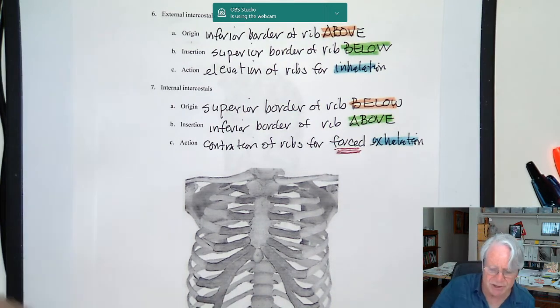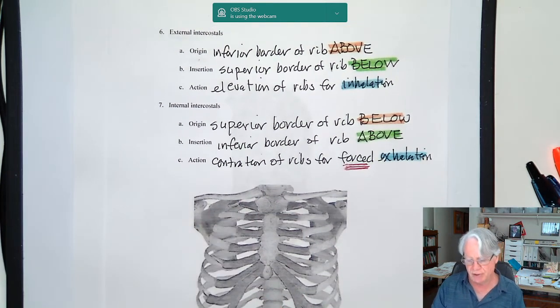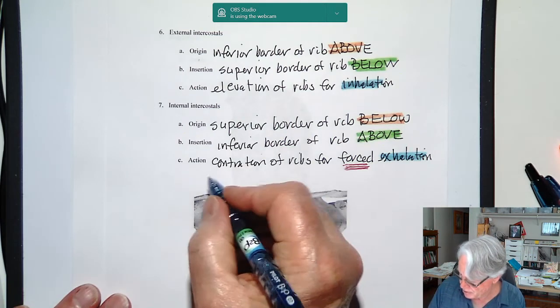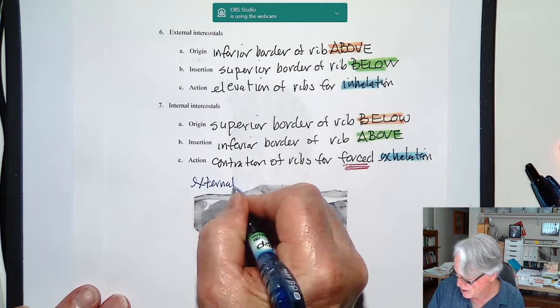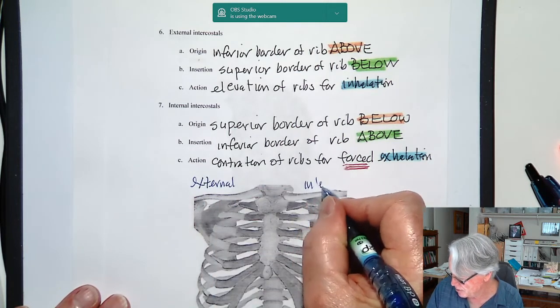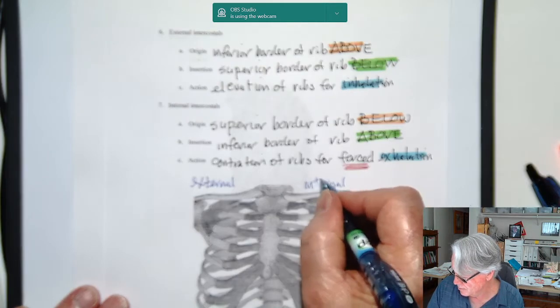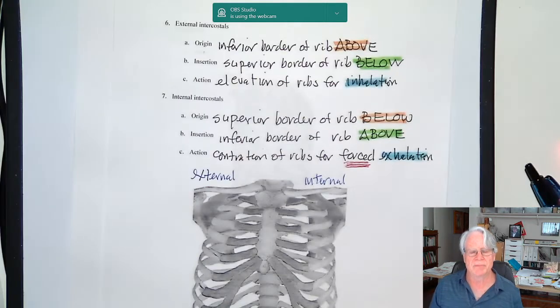All right, so let's go ahead and do the externals on this side. So we'll just mark that so we keep track of what we're doing. We're going to do externals on this side, and we're going to do internals here. Okay. And remember our color combination, red for origin and blue for insertion.